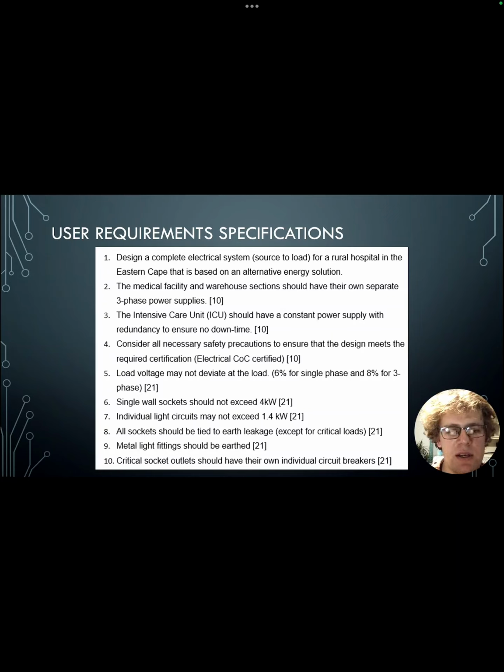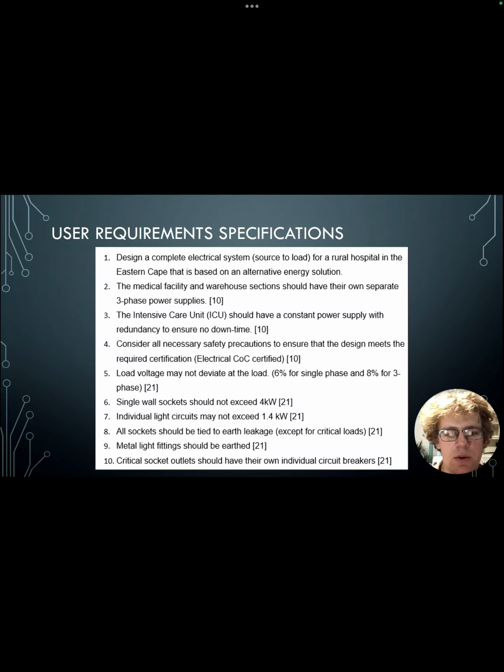The medical facility and warehouse section should have their own separate three-phase power supplies. So the warehouse must have its own distribution board and its own dedicated three-phase power supply, which we will look at in a moment on the electrical drawing. The intensive care unit, ICU, should have a constant power supply with redundancy to ensure no downtime. So the ICU is considered a critical systems area, and we always want the life support machines to be functioning and on. So the ICU was prioritized in terms of generator backup and battery storage in the case of this project.